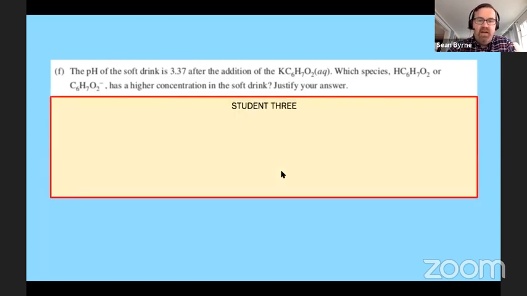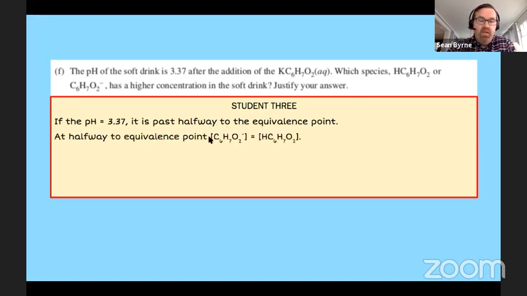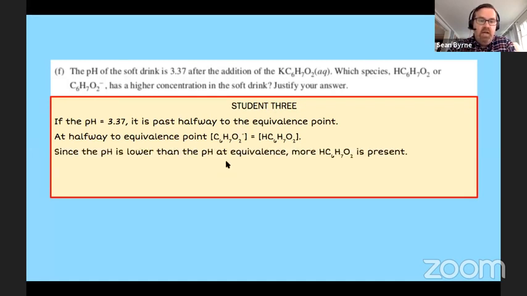What we're going to want to identify is really what student 3 said. If the pH is equal to 3.37, we're way past the halfway point, okay? So we can think about what happens at the halfway point. We know that our concentrations of the acid and its conjugate are equal to one another. And so since the pH is lower, there's more acid that is present.